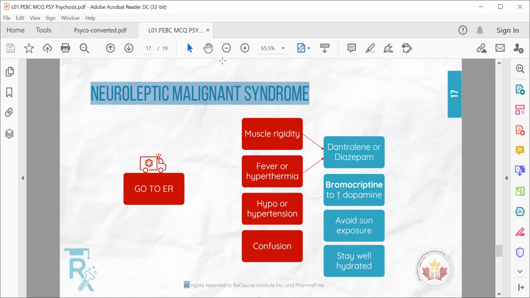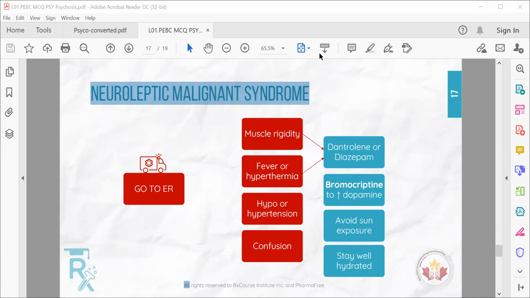This side effect happens when you are taking antipsychotics, and we treat it by giving dantrolene, then bromocriptine. Dantrolene injection, then bromocriptine. Why? Muscle relaxant. Wonderful. So thank you, Irini, so much.